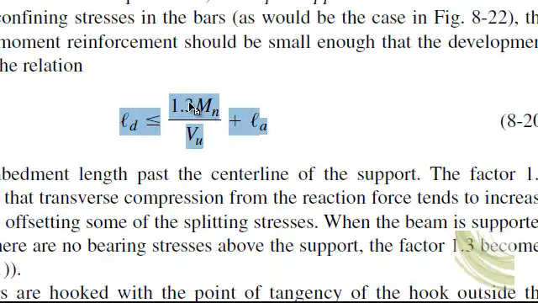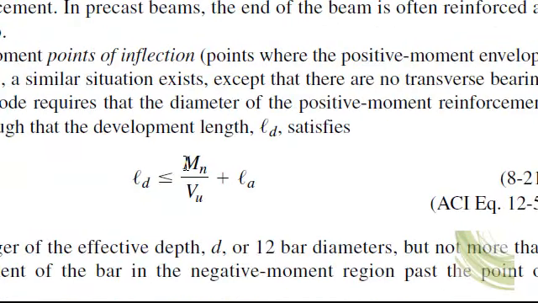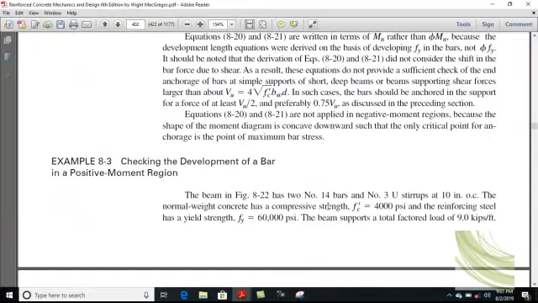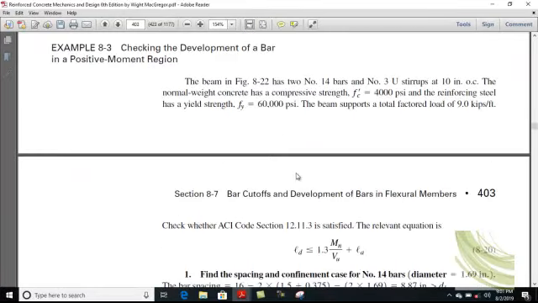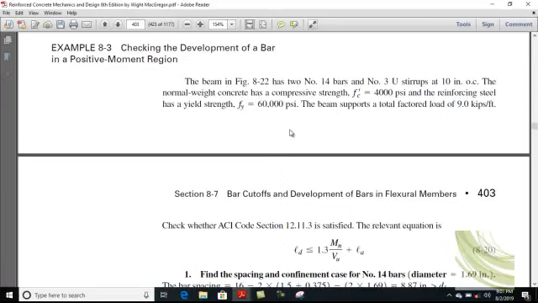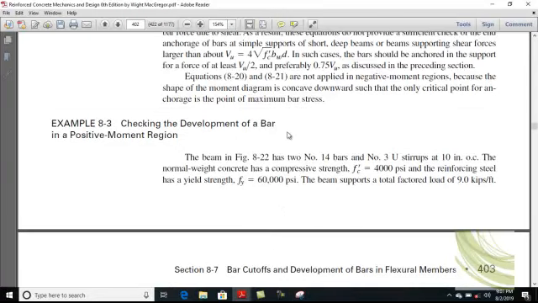So this equation is derived with 1.3 Mn over Vu. Basically it is for simple supports. Clear? Because there is bearing stress. Okay, and for a general point of inflection like you see in continuous beams, you only use Mn divided by Vu. Inshallah, there is an example on this topic. Time is short, so inshallah we will do this example in our next lecture.